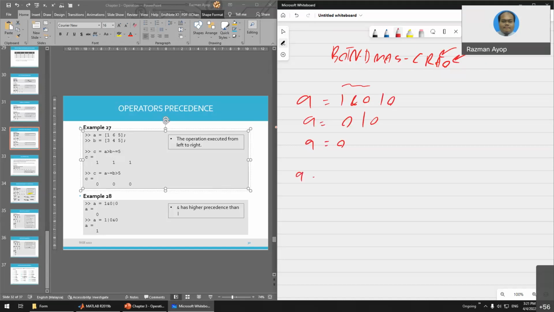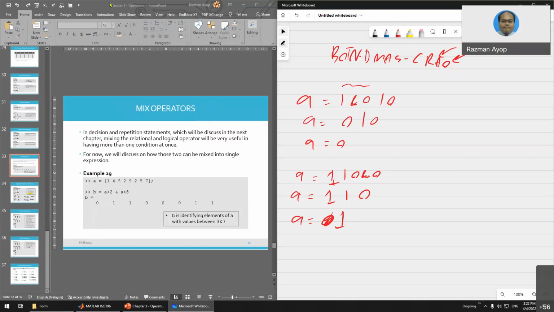So the second one here, A is equal to 1 or 0 and 0. Remember the precedence of N is higher. So A is equal to 1 or, 0 and 0 is 0. 1 or 0, A is equal to 0. Oh, sorry, 1. Okay. So that is how you solve the problem.